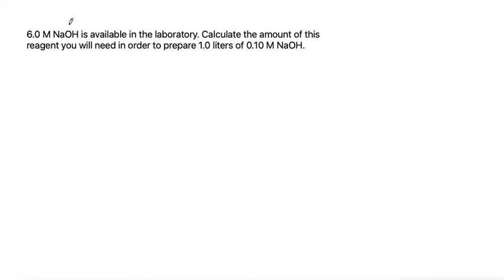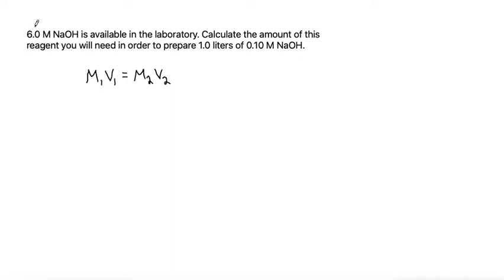So in order to prepare a more diluted mixture, I would use the dilution formula, which is M1V1 is equal to M2V2. And this represents the first molarity times its volume and the second molarity times its volume.